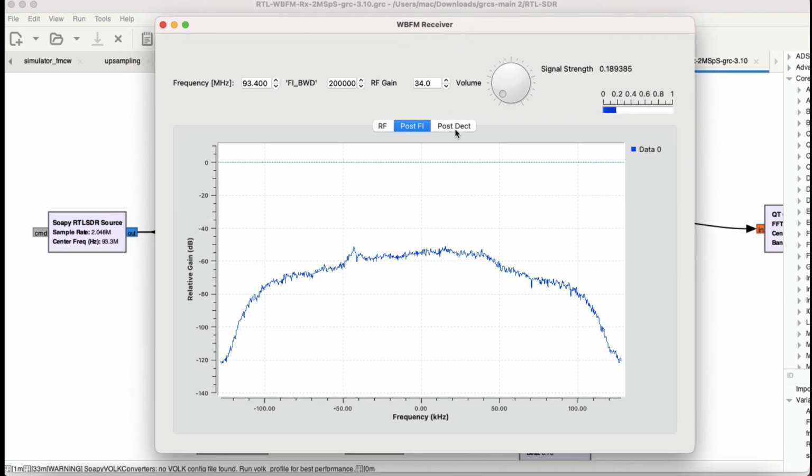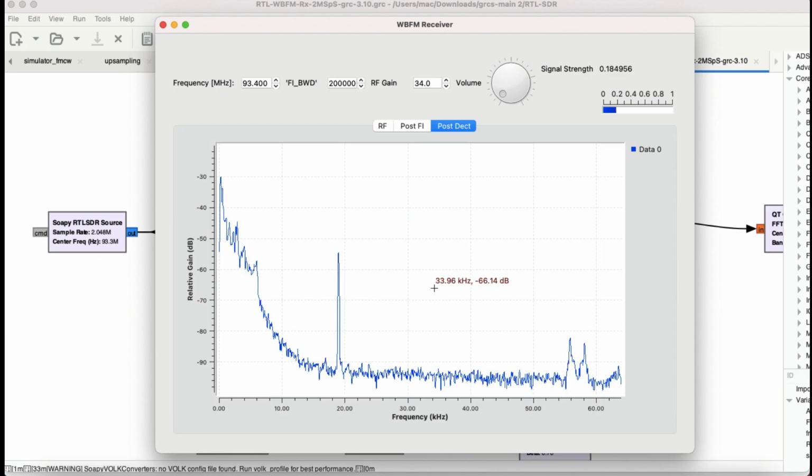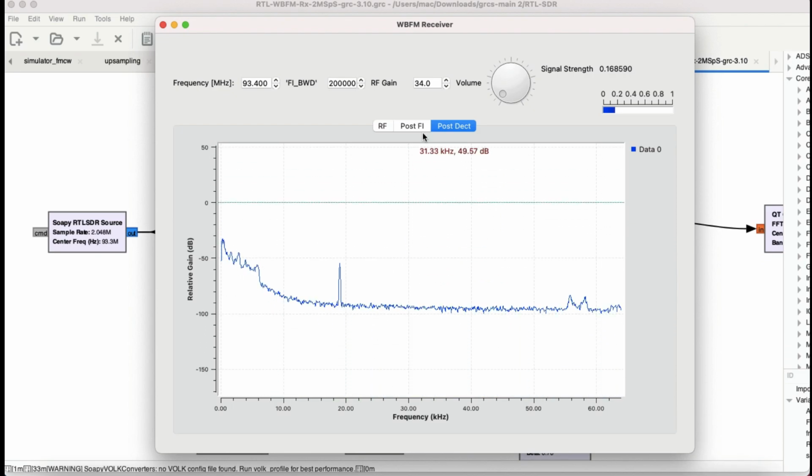This is the output of your post filtering, and this is your post detecting output. You can visualize both of them together. And you can tune into different frequencies as well. Let's say, I don't know, unless you want to try something else.